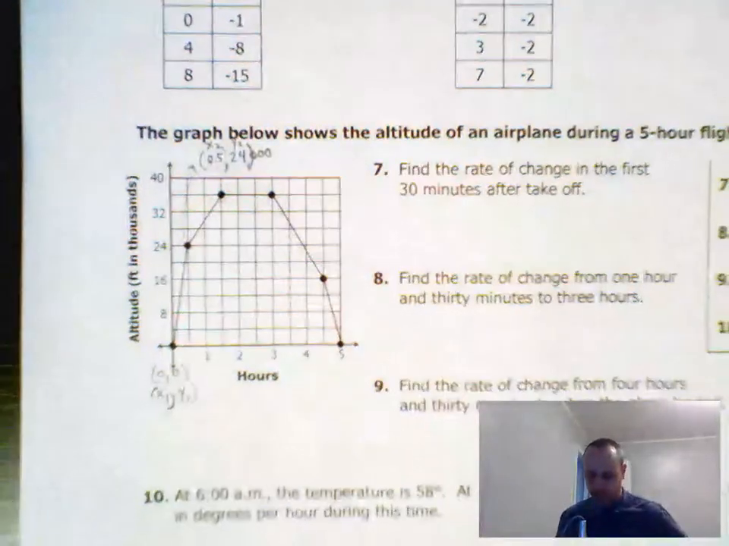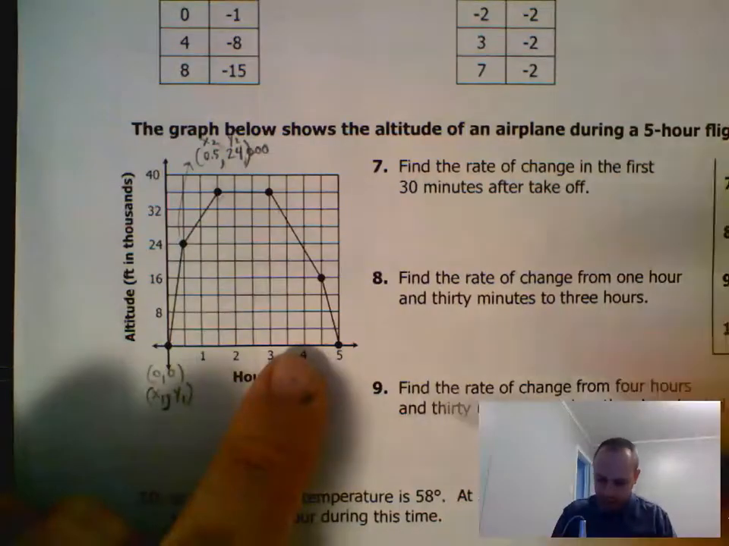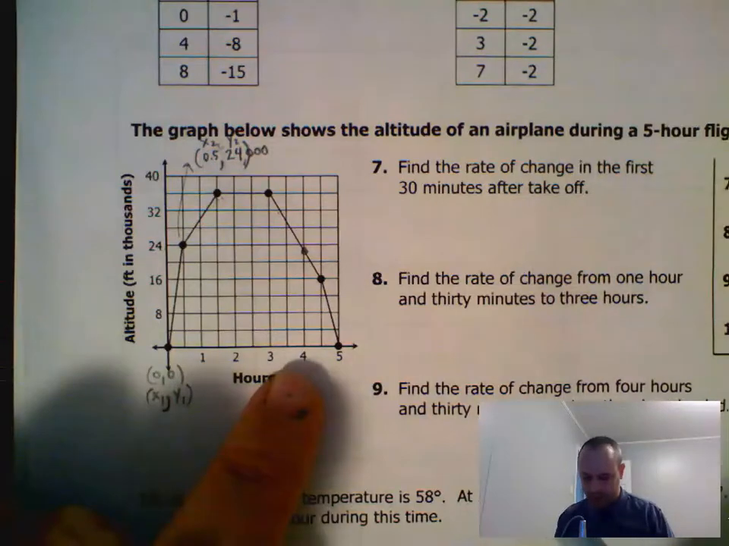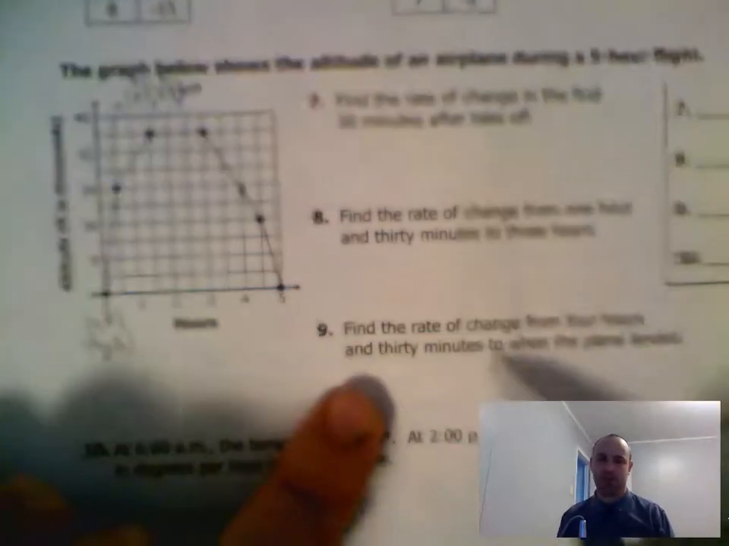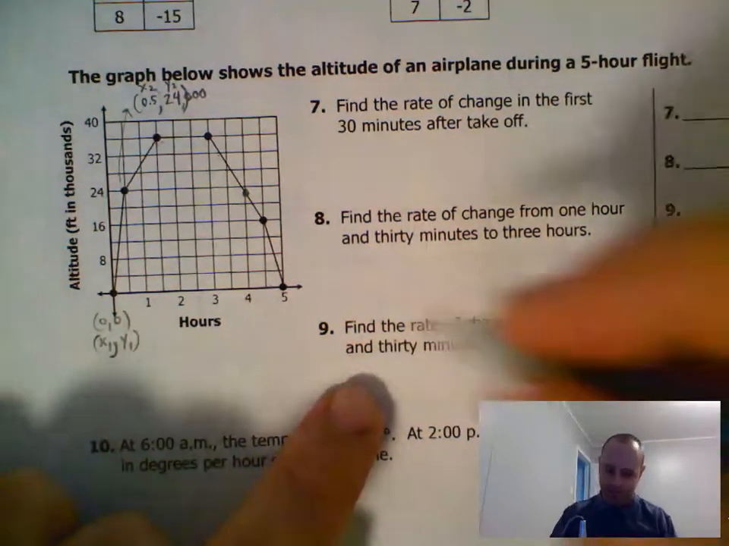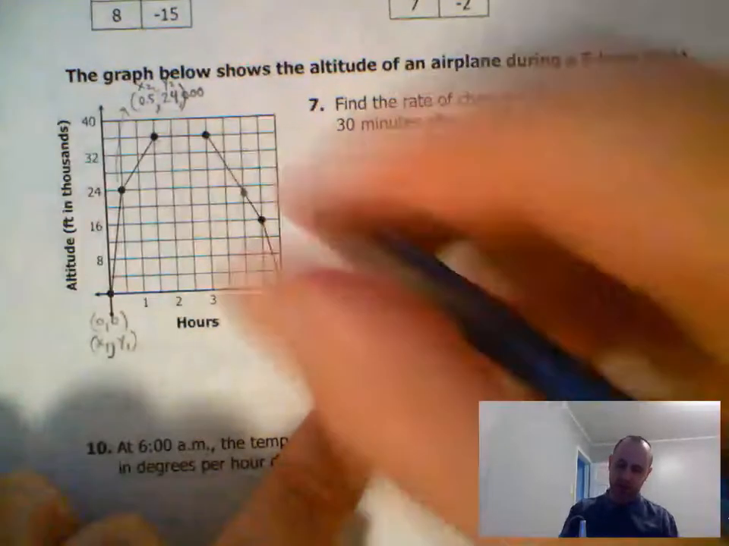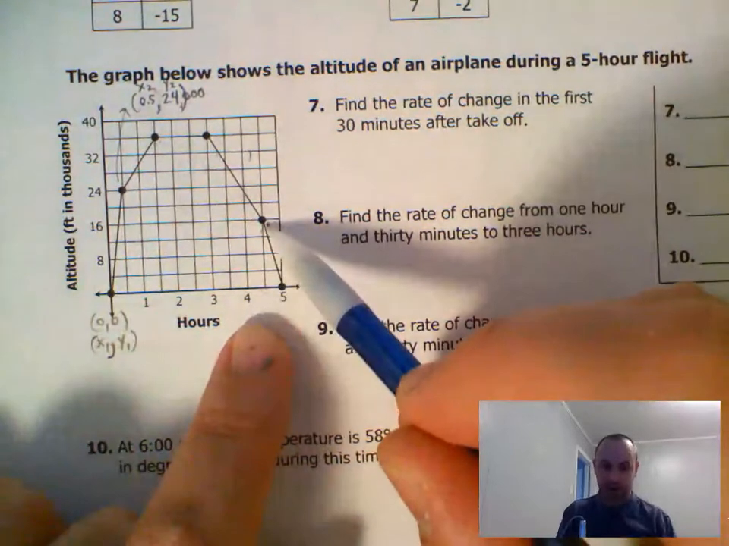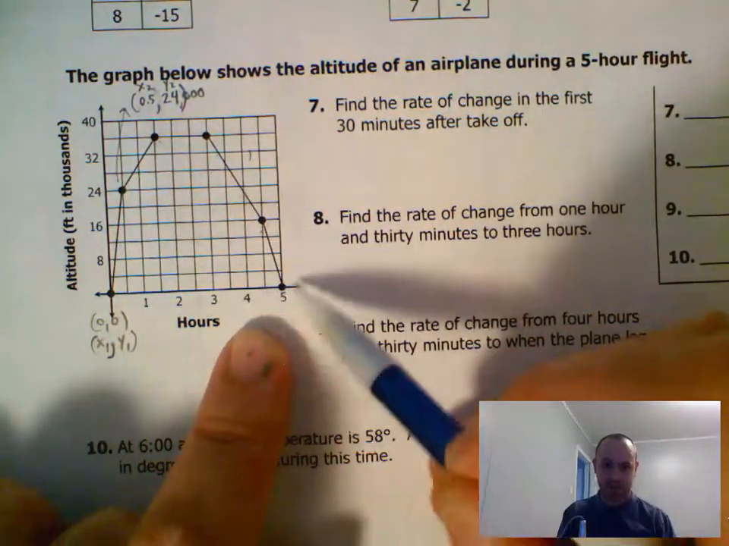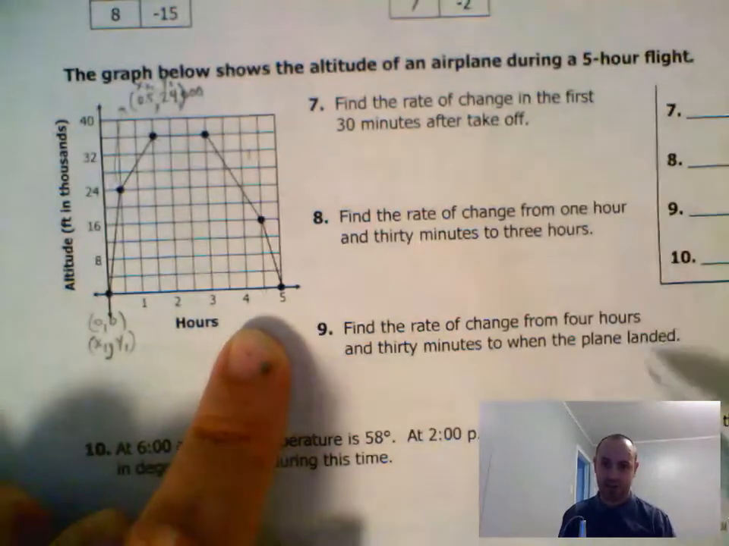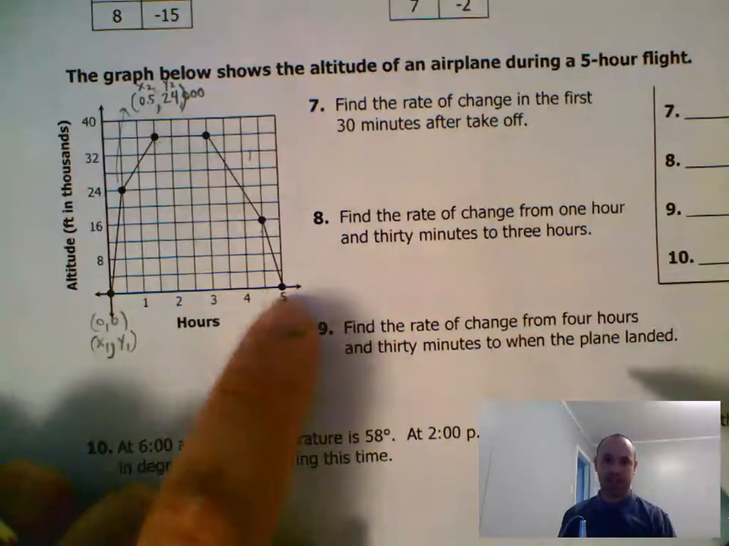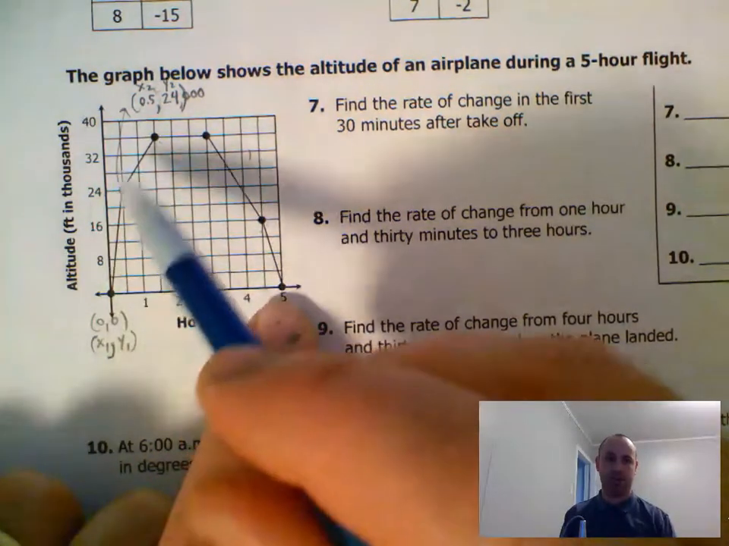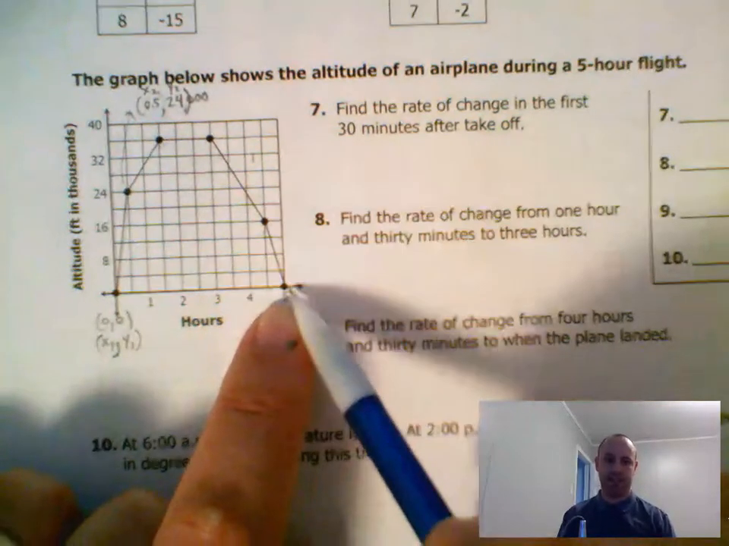All right, number 9. Find the rate of change from 4 hours. I'm sorry, my fault. It says find the rate of change from 4 hours and 30 minutes, which is right here where this dot is. 4.5 hours, right? 4 hours and 30 minutes. Halfway between 4 and 5 hours is this one, to when the plane landed. The plane looks like it took off here, and then it looks like it landed here.